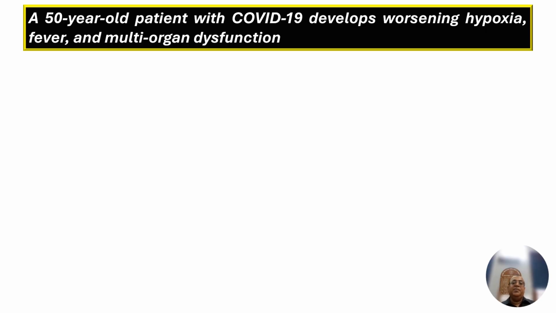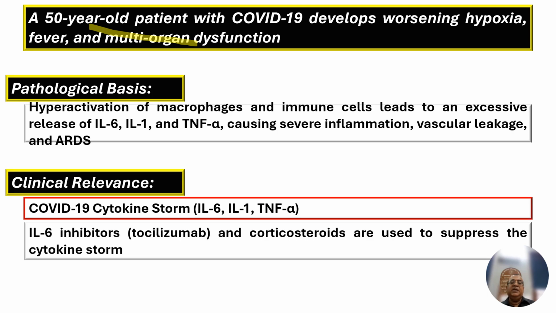In this scenario, a 50-year-old patient with COVID-19 develops worsening hypoxia, fever, and multi-organ dysfunction. The case is of cytokine storm that happened in COVID-19 due to excessive release of interleukin 6, interleukin 1 and TNF alpha.